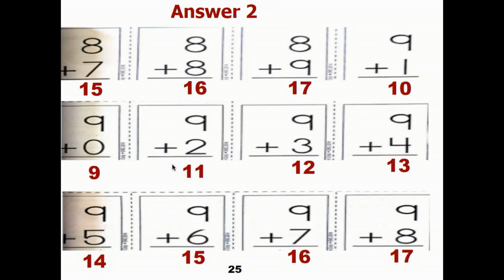The next exercise is this one. It says 8 plus 7 here. Hold 8 and count 7: 8, 9, 10, 11, 12, 13, 14, 15. When you count 7, starting with 8, it will be 15. And next, 16, 17. Based on this, take the corrections.